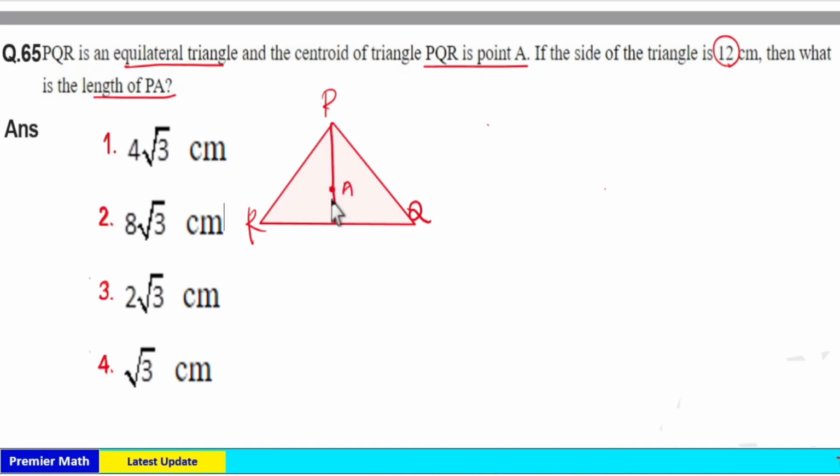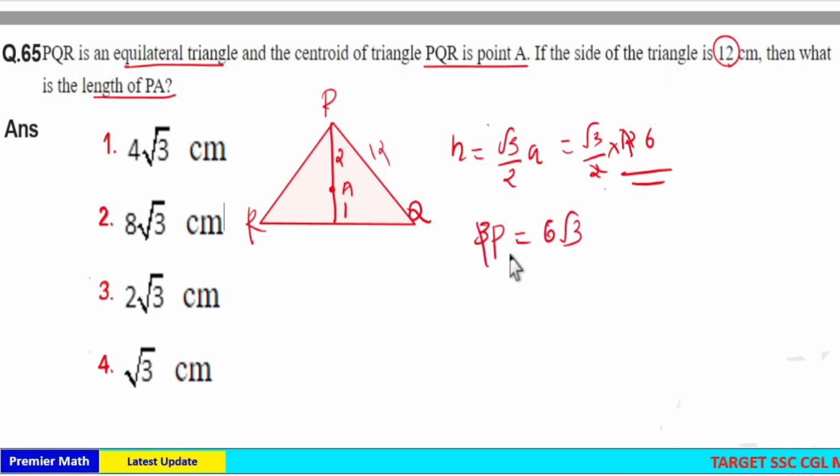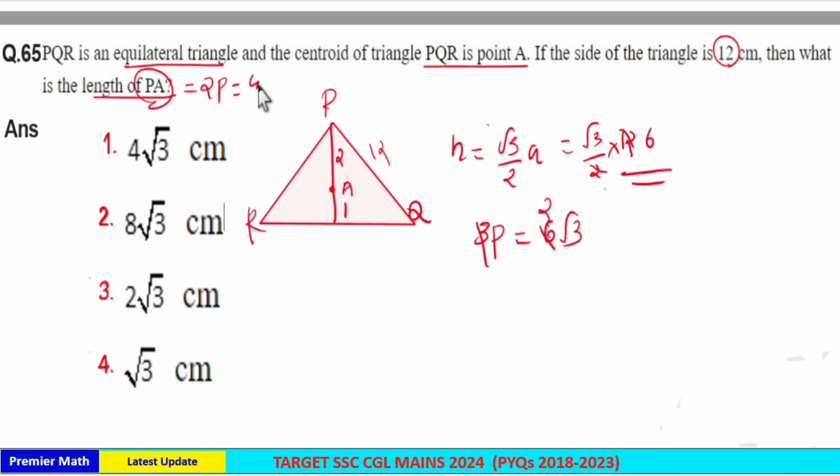Now the centroid of this equilateral triangle divides the height in a 2:1 ratio. And we all know the height of an equilateral triangle is equal to root 3 by 2 a, which is equal to root 3 by 2 into the side of the triangle, 12 centimeter. So 6 root 3 is the height. And you can see 2 plus 1, 3 parts is 6 root 3. Then 1 part is equal to 2 root 3. And here we have to find the length of PA, which is equal to 2 parts, which is 2 into 2 root 3, 4 root 3. Option 1 is your answer.